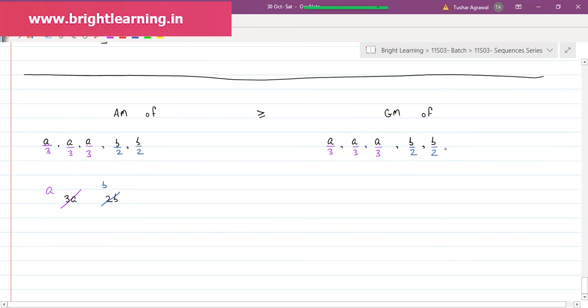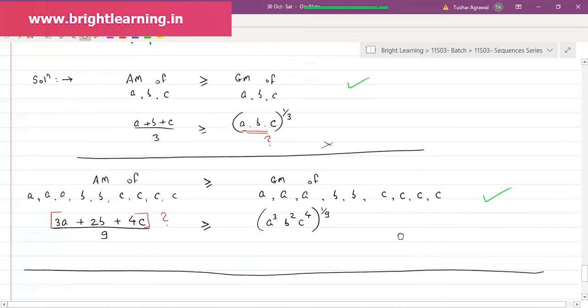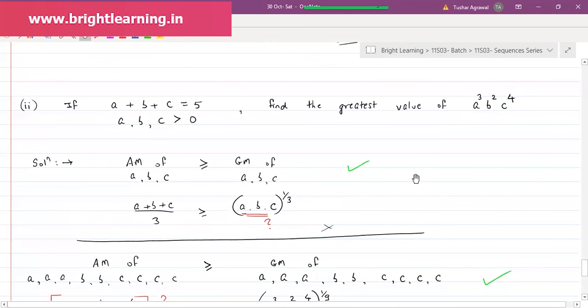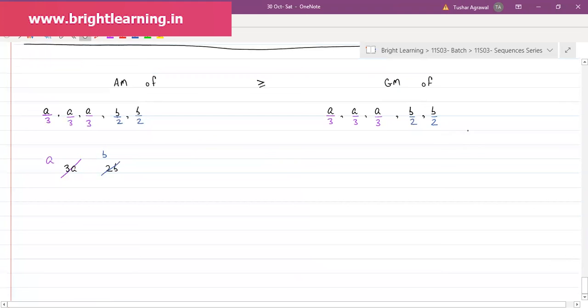And lastly, C to the power 4 is there. This is my intended target. So for C to the power 4, I will write C upon 4, C upon 4, C upon 4, C upon 4, which makes the addition C. Got it? So this is the right result.